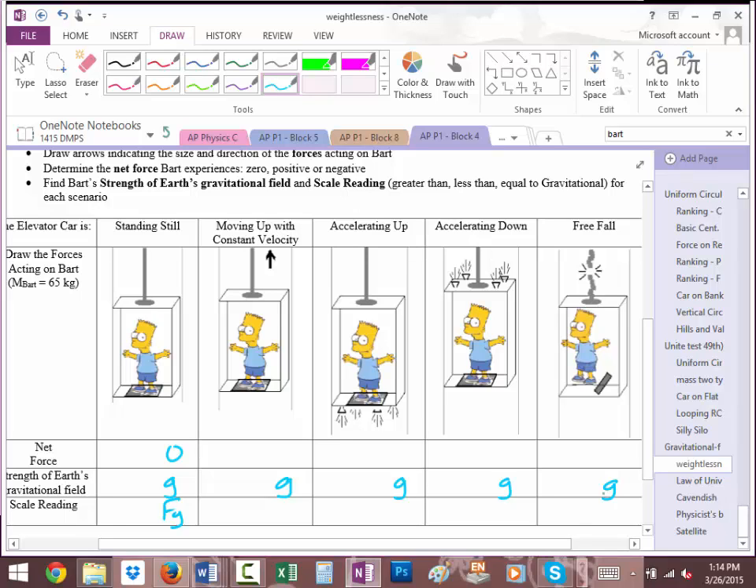So, is he going to weigh more or less as he accelerates upwards? He's going to weigh the same. He's going to weigh the same amount, but the scale is going to read what? More. It's going to appear as though he's gained weight. So this thing here is going to be greater than Fg. Does that make sense? Knowing that, tell me about when the elevator is accelerating downwards. The scale's going to read less.